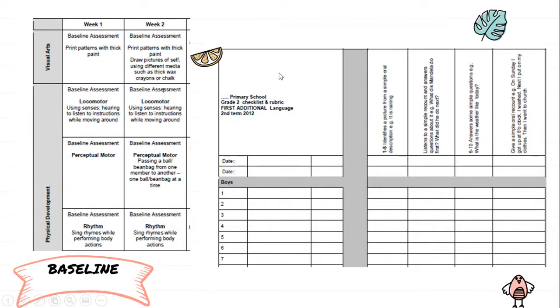Here is the grade 2 first additional language checklist. So at the beginning of the term, at the beginning of the second term, you're having a look to see, can they do these elements that they should have covered already in the first term?